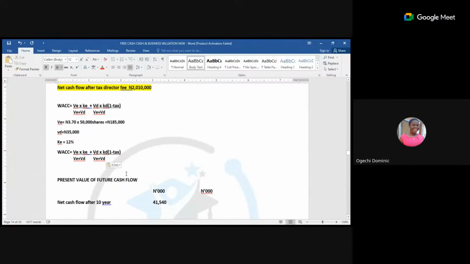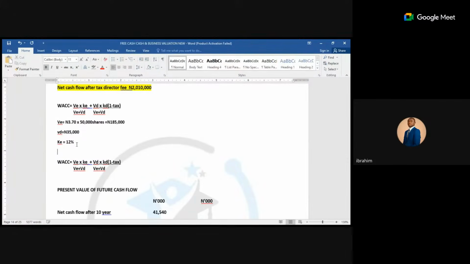Actually, what about cost of debt? What will be the cost of debt? 11%. It wasn't stated that it is pre-tax or after tax, so we assume that the 11% is pre-tax, because if it is post-tax, it would have been stated that this is post-tax, right? So 11%, right?